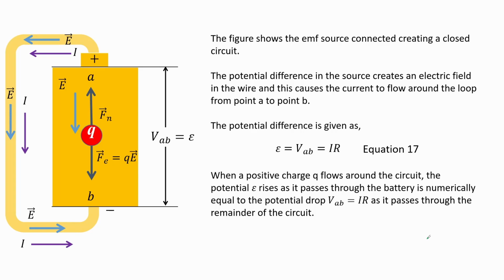The figure shows the EMF source connected, creating a closed circuit. The potential difference in the source creates an electric field in the wire, and this causes the current to flow around a loop from point A to point B. The potential difference is given as in equation 17. When a positive charge Q flows around the circuit, the potential EMF rise as it passes through the battery is numerically equal to the potential drop as it passes through the remainder of the circuit.